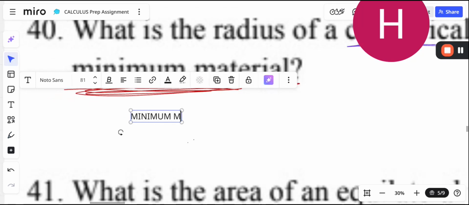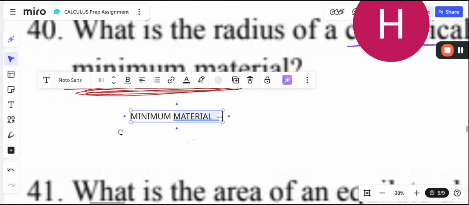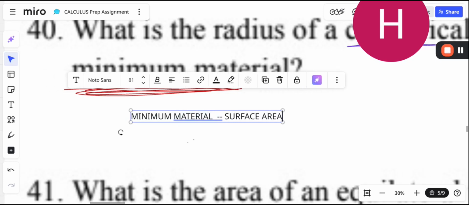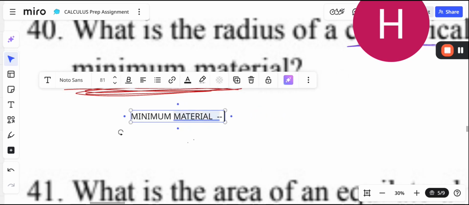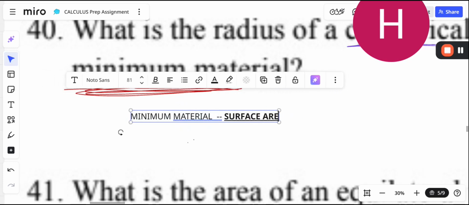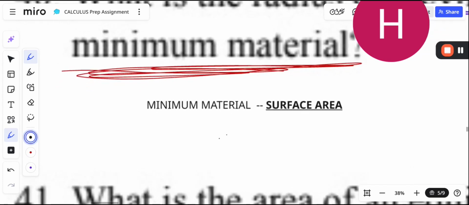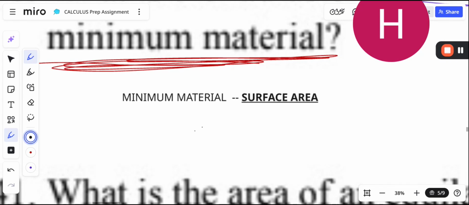So minimum material, what does that mean? I kind of hinted at it last time. I mentioned it a few times. We're talking about surface area. Because the surface area represents the amount of stuff. It might start as a flat sheet of metal and get bent and folded and rolled, and that's the amount of metal that would be used. We want to minimize that amount of metal. So we can call this S.